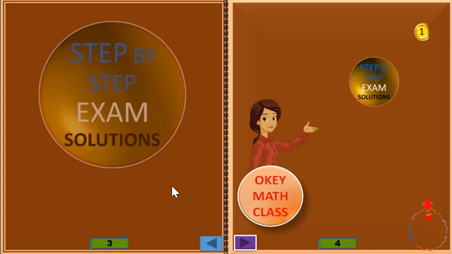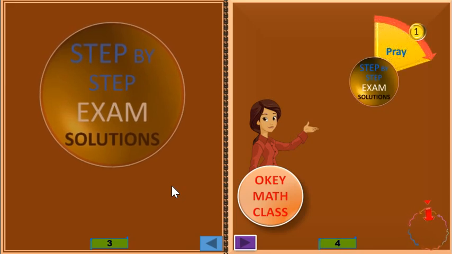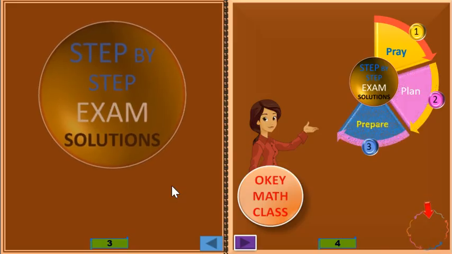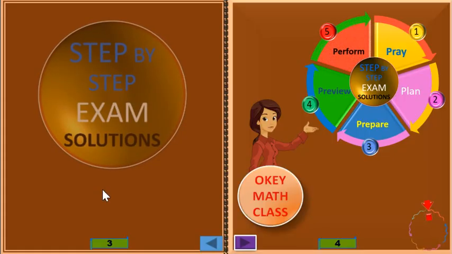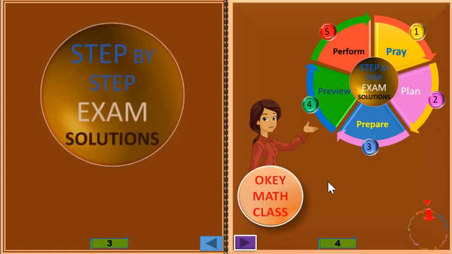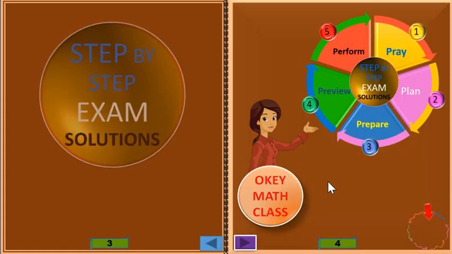Okay, math class. Present steps to exam success. Step 1, pray. Step 2, plan. Step 3, prepare. Step 4, preview. Step 5, perform. These are 5 steps to success in exam.